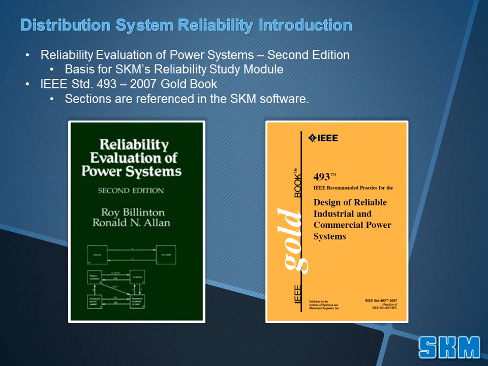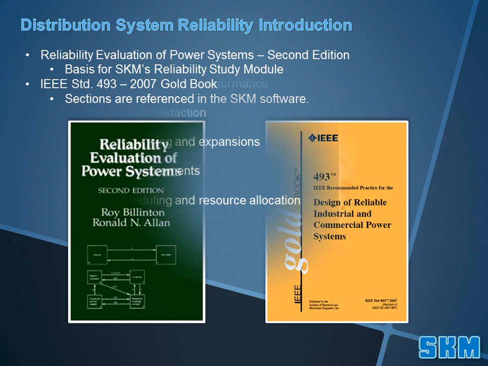The SKM reliability module is based on a paper entitled Reliability Evaluation of Power Systems by Billinton and Allan, and on IEEE 493, known as the Gold Book, 2007 edition. It uses the network reduction modeling method discussed in the IEEE standard. It is one of several in the reliability world. When one discusses reliability, one also needs to discuss availability.